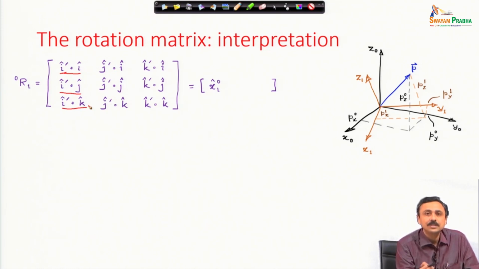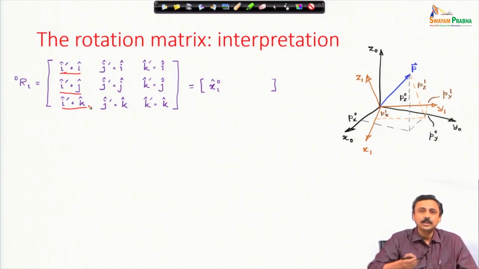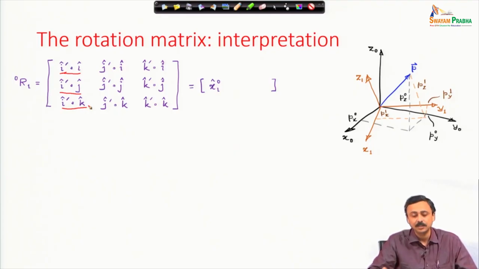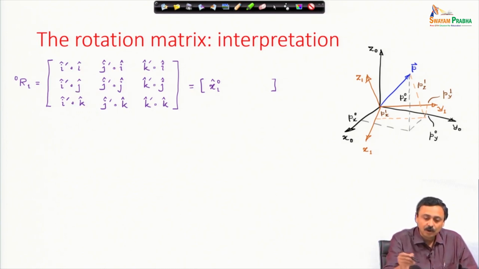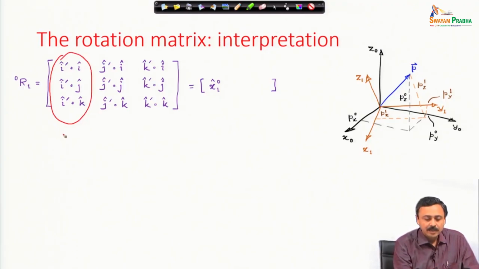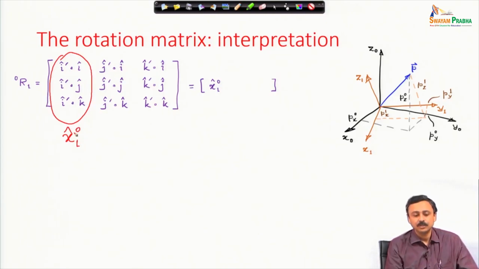What does this give us? This gives us the direction cosines, because they are all cosines of the angle I prime makes with the x naught axis, y naught axis and z naught axis. Therefore, the first column of this is nothing but the unit vector x 1, its representation in frame 0.